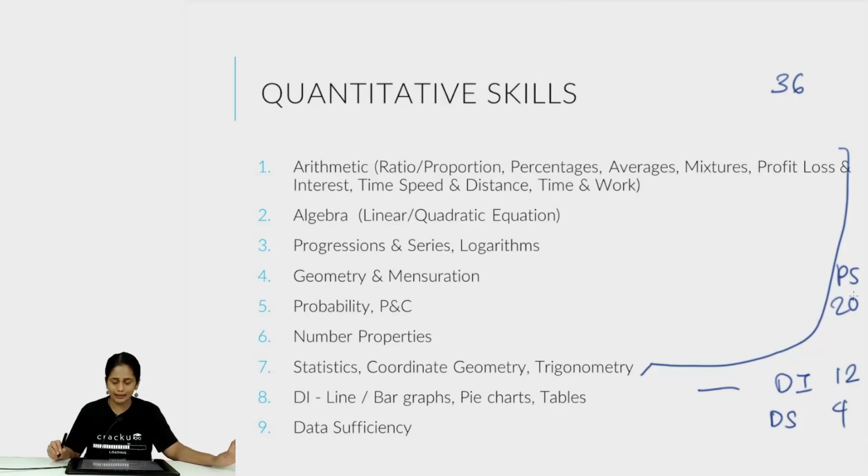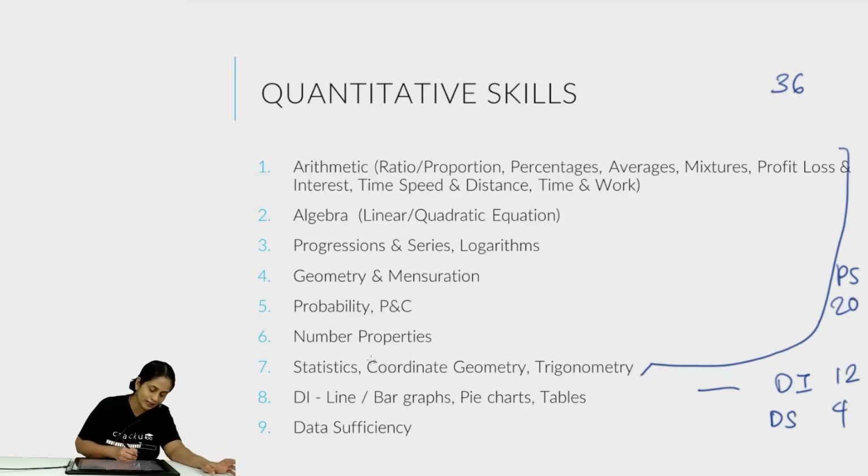So what exactly is in problem solving or in QA? Basically your normal CAT portion of arithmetic, algebra, progressions and series, logarithms, geometry and mensuration, probability and permutations and combinations, number properties, number systems. These are the basic things that you have in your quant. This is what comes in CAT, XAT, in all exams.